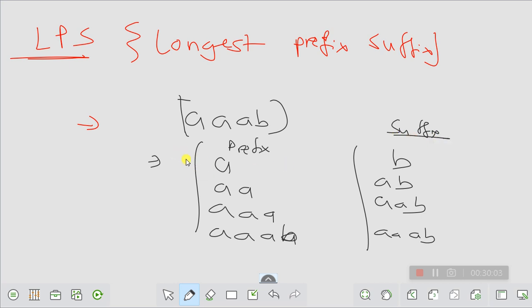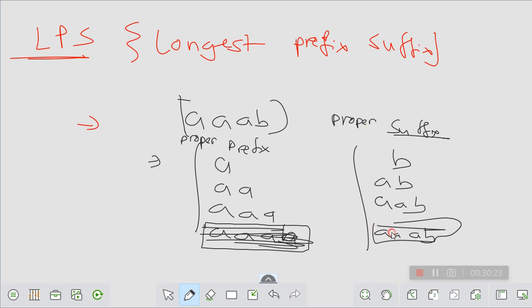But there is something else as well, which is proper prefix and proper suffix. So proper prefix is something which does not include the full string. So when we say proper prefix, then I will exclude this. And similarly for the proper suffix, I'm going to exclude this. So this is what the proper prefix and suffix is. And when we talk about the longest prefix suffix, we are actually talking about the longest proper prefix and proper suffix.